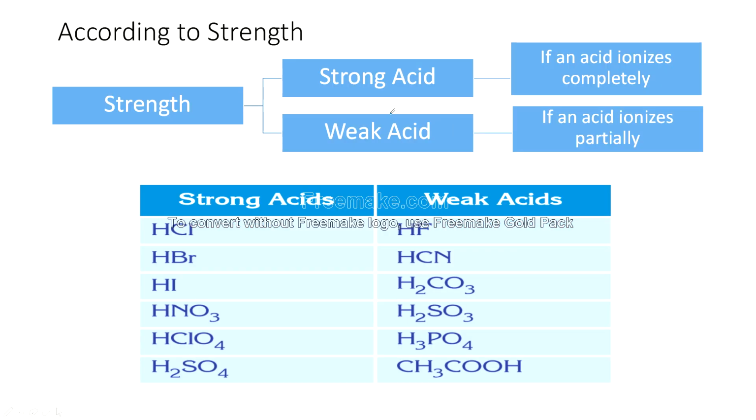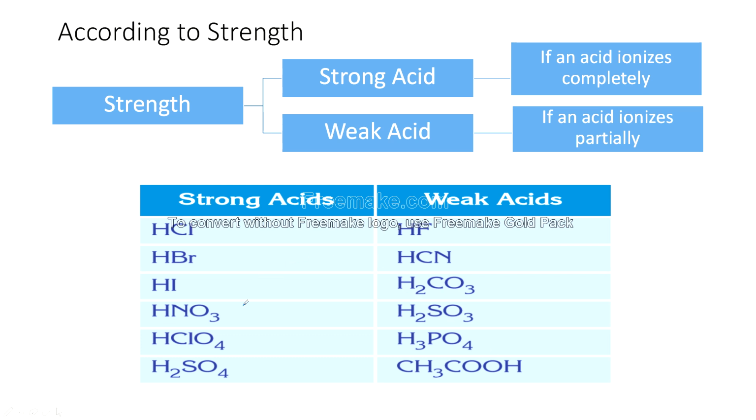I have other examples of strong acids and weak acids. For strong acids, I have hydrochloric acid, hydrobromic acid, nitric acid, perchloric acid, and sulfuric acid. For weak acids, I have hydrofluoric acid, hydrocyanic acid, carbonic acid, sulfurous acid, phosphorous acid, and acetic acid.